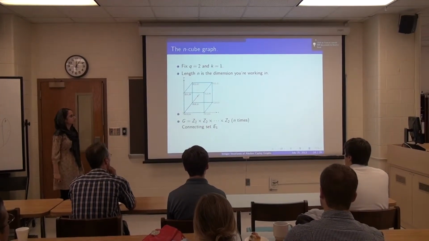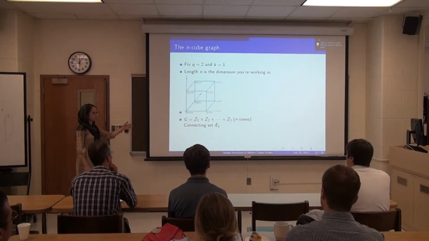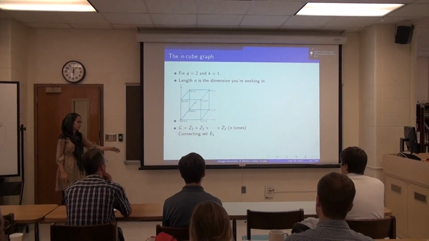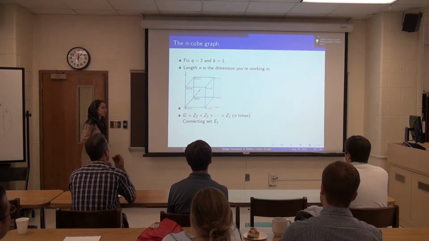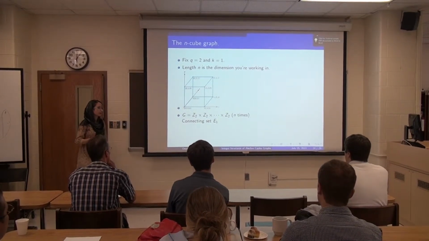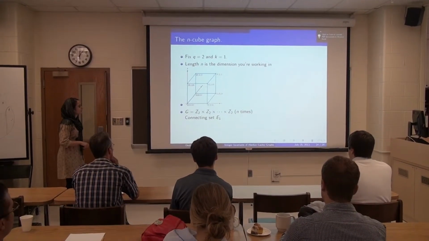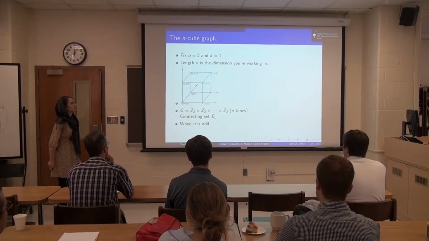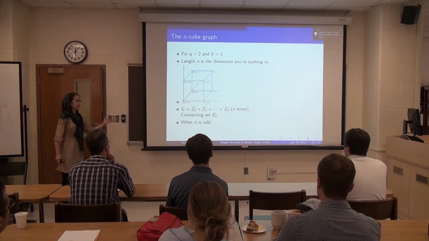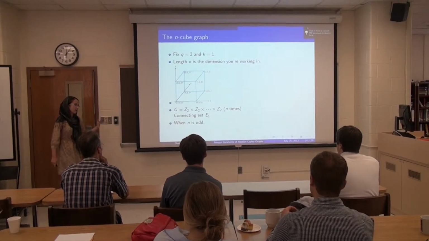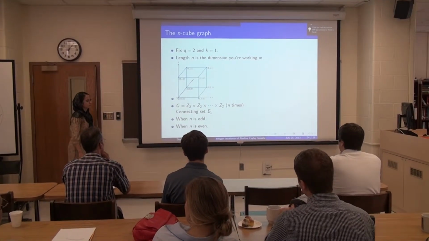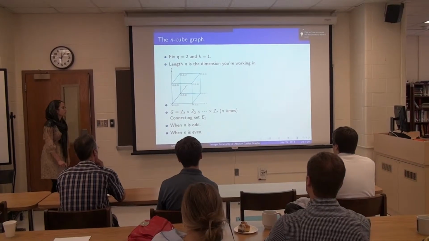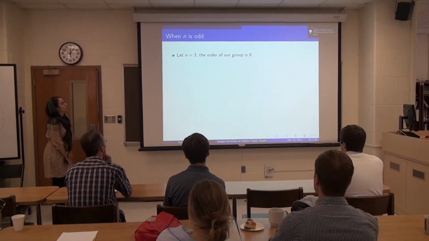So again, to see that this is an Abelian Cayley graph, we have our group, which is Z_2 cross Z_2 n times, and then we have our connecting set E_1, which is again the set of tuples that have exactly 1 coordinate that is not the identity. So when we worked with this n-cube, we were trying to predict the elementary divisors, and it happens that when n is odd, we completely solve the case. However, when n is even, we run into some trouble. So we're just going to do an example of each.